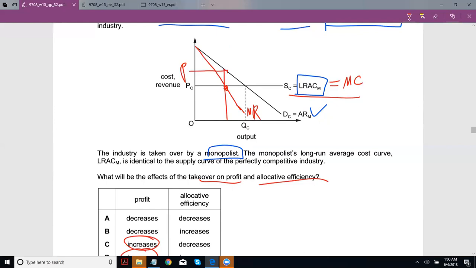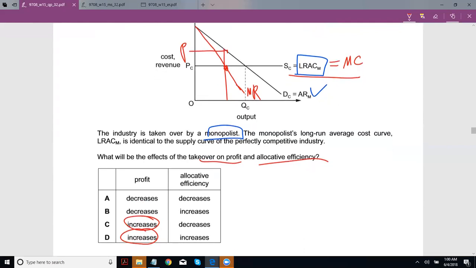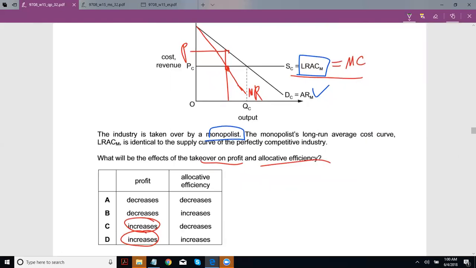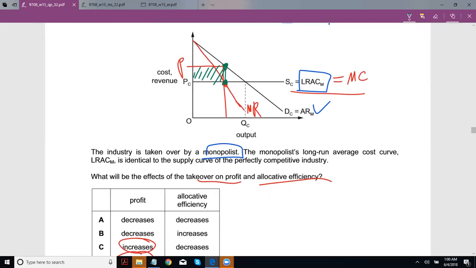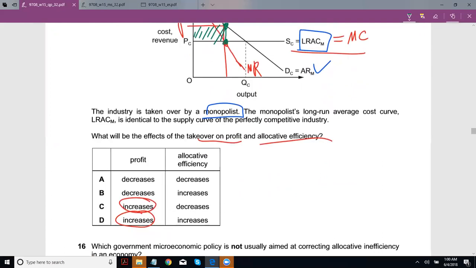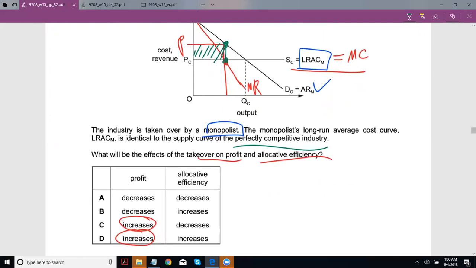If you're producing where MC is equal to MR, isn't it intuitively obvious that a monopolist would make more profit, supernormal profits? And in fact, what are we doing? We're just going around, babbling away here. This is your average revenue at the particular point. This is your average cost. This is your area of supernormal profits. If you look at it comparatively, in a perfectly competitive industry, you do not make supernormal profits. You just make normal profits, somewhere around here. So, yeah, I don't know what happened. Anyway, profit obviously increases.